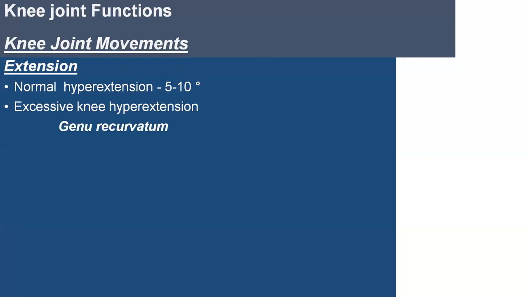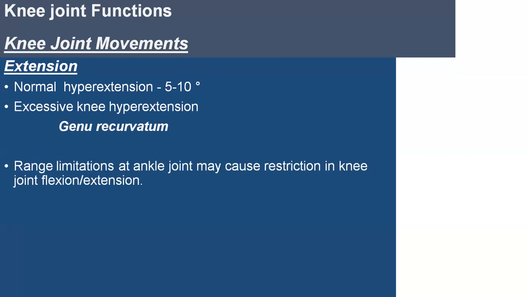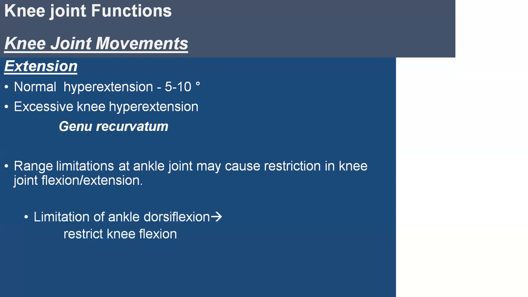On extension, normal hyperextension is 5 to 10 degrees. More than that will lead to excessive knee hyperextension, leading to genu recurvatum. Range limitation at the ankle joint may cause restriction in knee flexion or extension. Limitation of ankle dorsiflexion restricts knee flexion, and limitation of plantar flexion restricts knee extension.